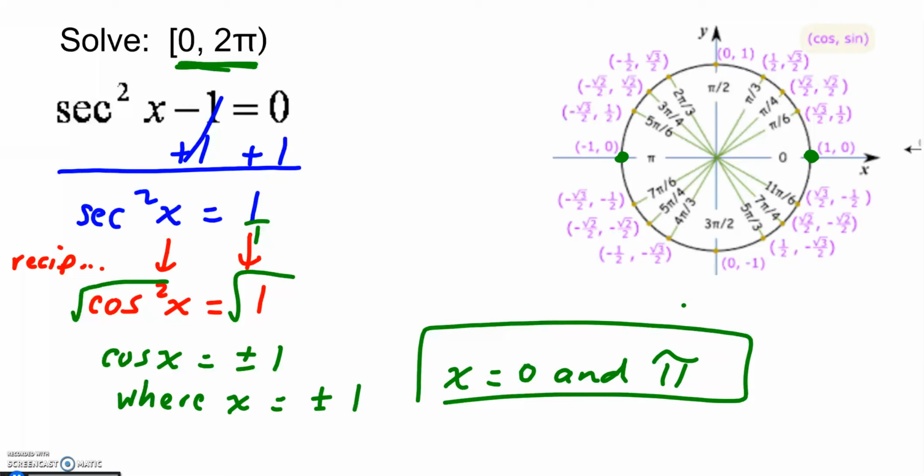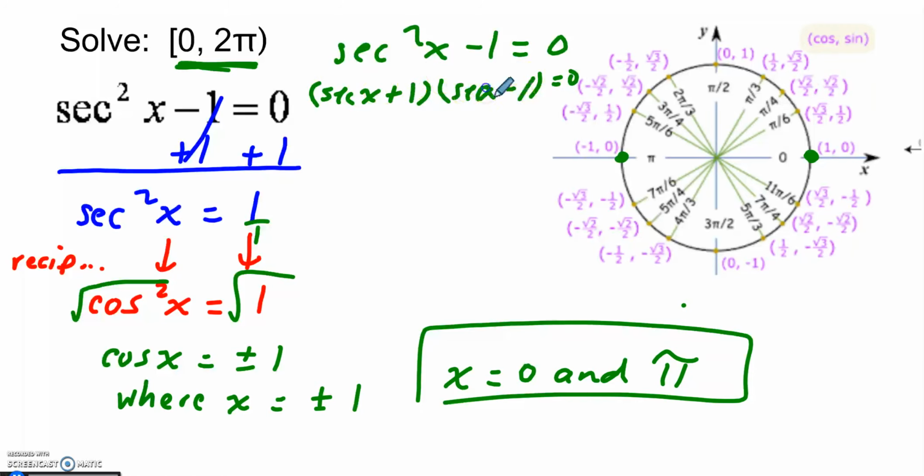If you're interested, this third problem, we could have even solved a different way. If we had secant squared of x minus 1 equals 0, we could have factored this from the beginning. We could have said this is secant x plus 1 times secant x minus 1. Then we could have set these both equal to 0 and solved. So factoring is definitely an option too.